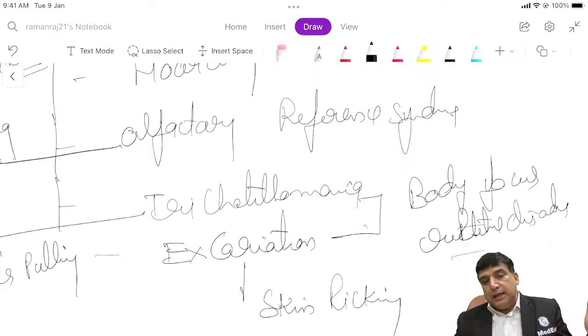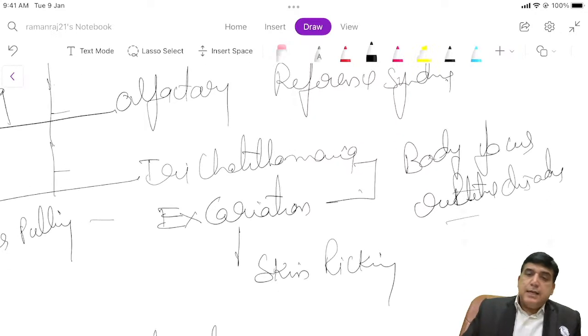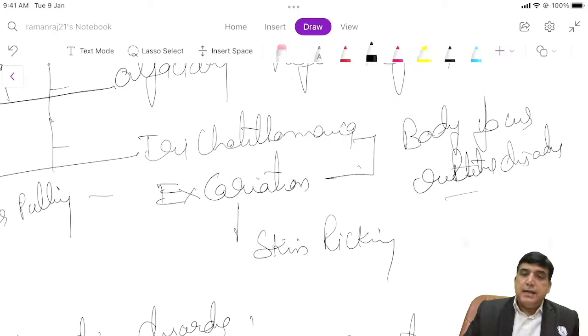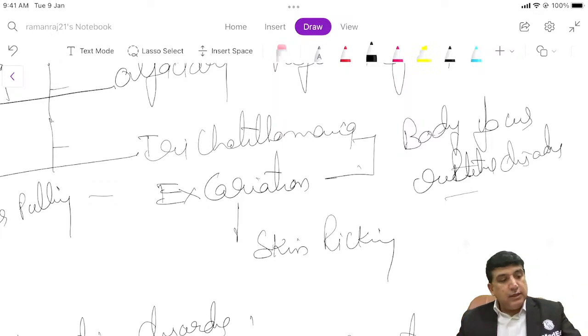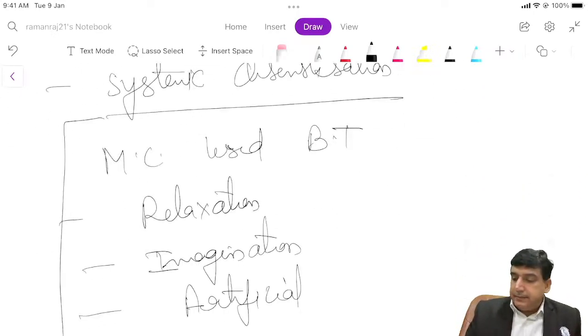Before, we described it under the anxiety disorders, but now in ICD-11 and DSM-5 we have a separate category and we describe it separately. Okay, so in question number 10, the answer will be B for Bombay.